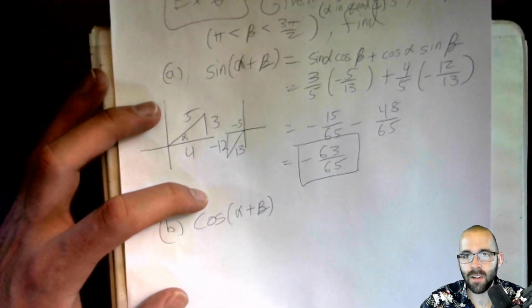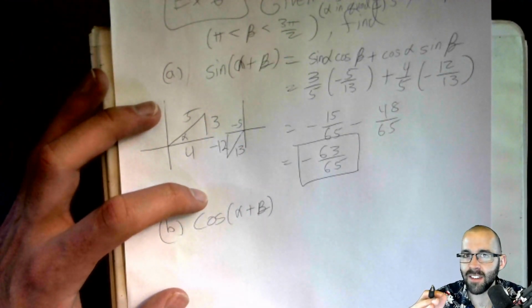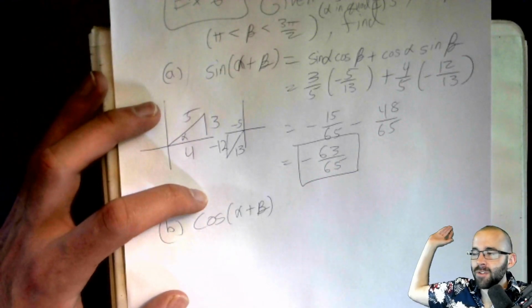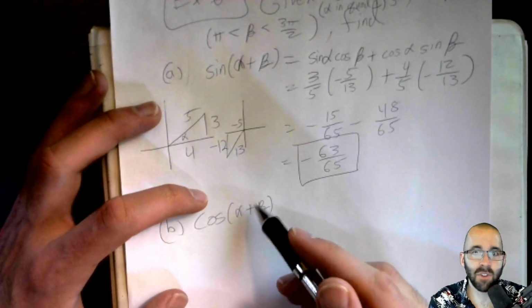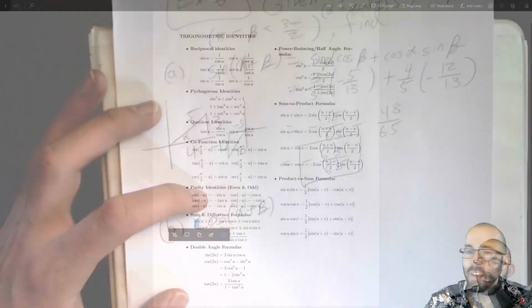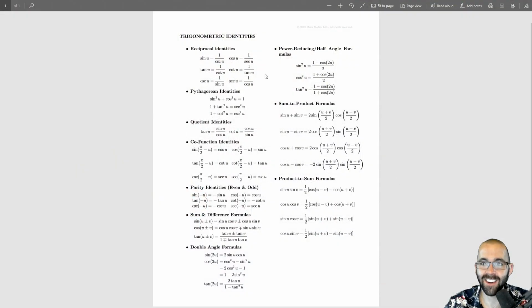Think of any rule that you like to do with functions and throw it out the window for trigonometry, okay? For trig functions, most rules don't apply. If you want to know what you can do with trig functions, it's right here. All of chapter 9 is, hey, how do we deal with this stuff? So we need to find out what cosine of A plus B is, or alpha plus beta.